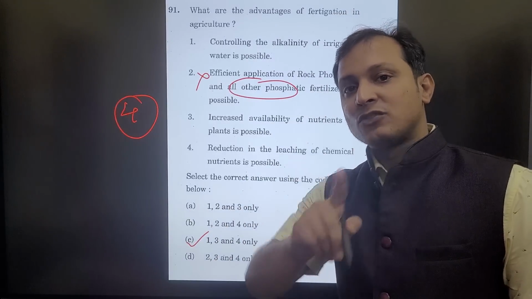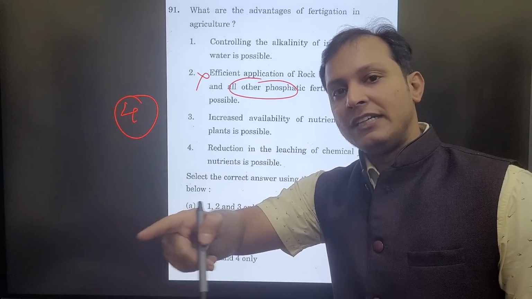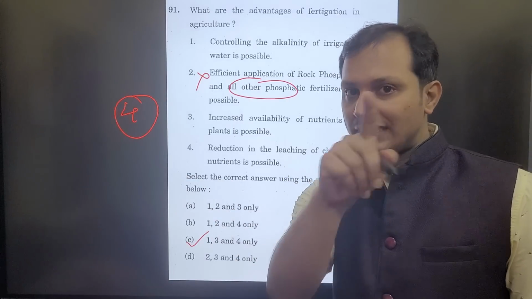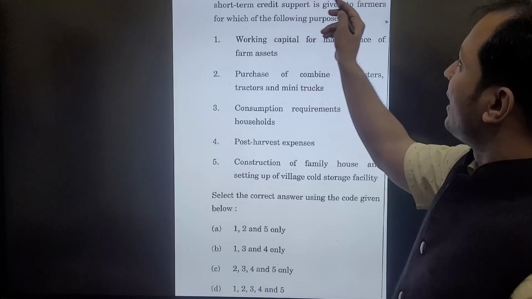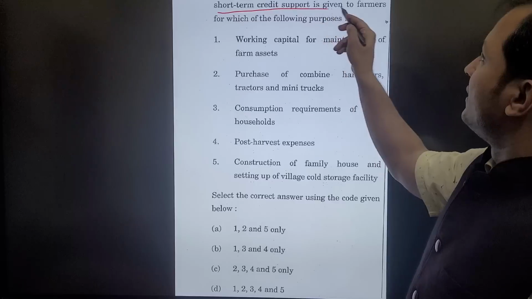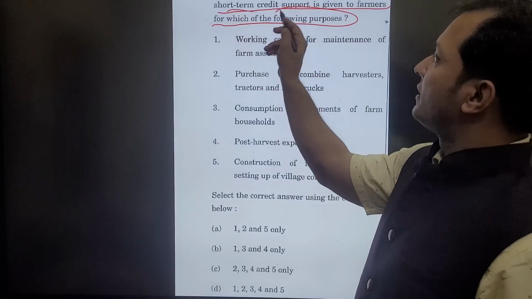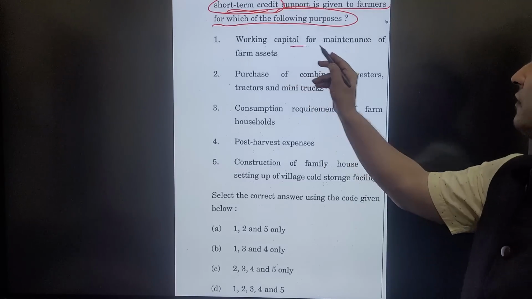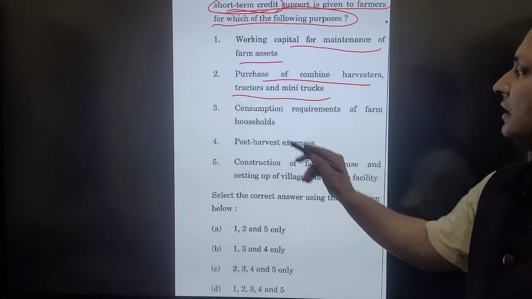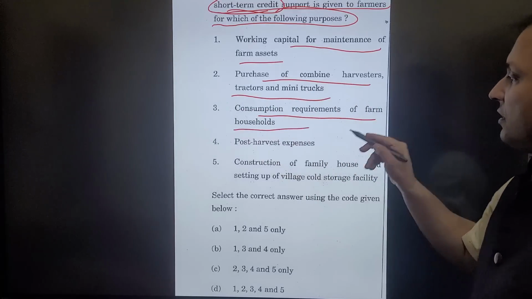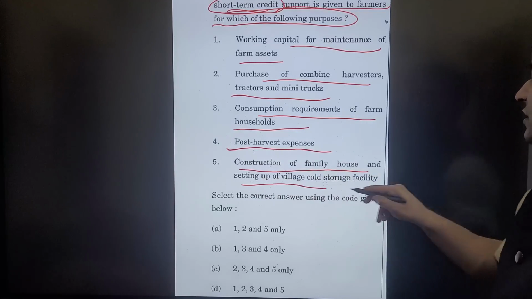Let me repeat. I can solve these types of questions in all sections: economy, science, geography, every section I can do like this. Just in agriculture I will solve 7 out of 7 questions. Just read this question. Under Kisan Credit Card scheme, short-term credit is given to the farmers for which of the following purposes? Here the keyword is short-term credit. Working capital for maintenance of assets, purchase of combined harvesters, tractors and mini trucks, consumption requirements for the farm households, post-harvest expenses, construction of family houses and setting up village cold storage facility.